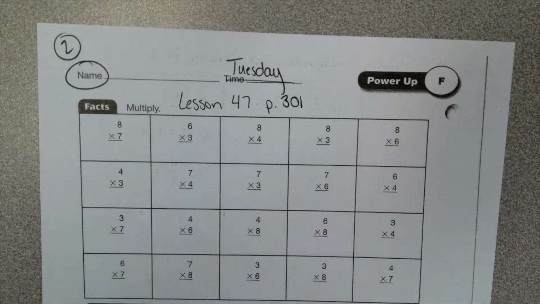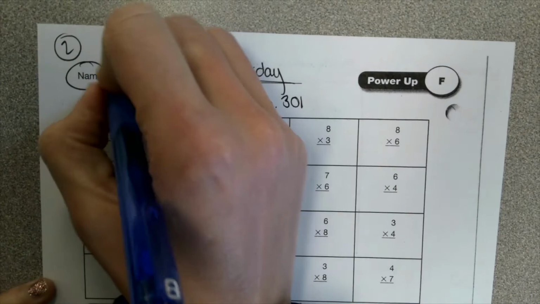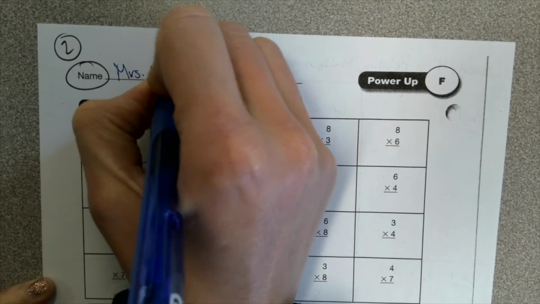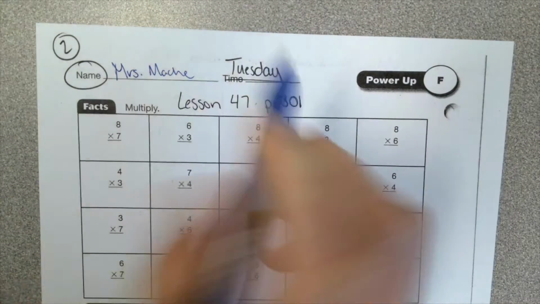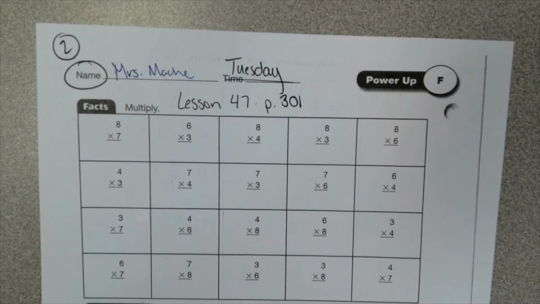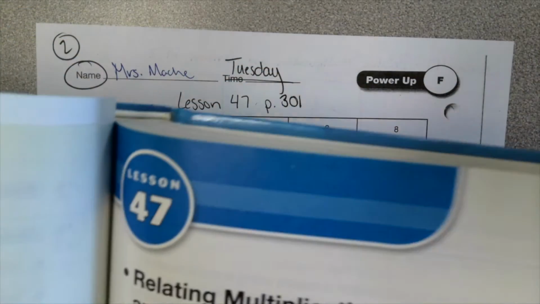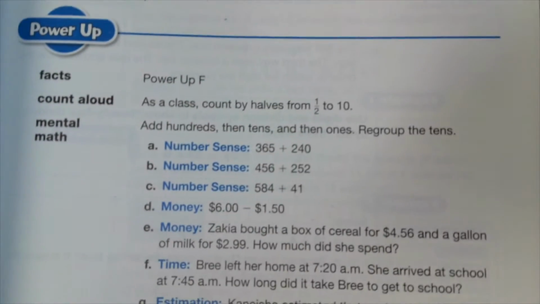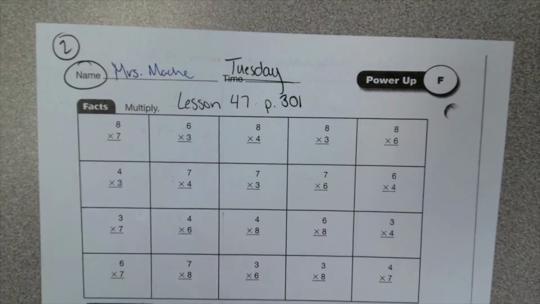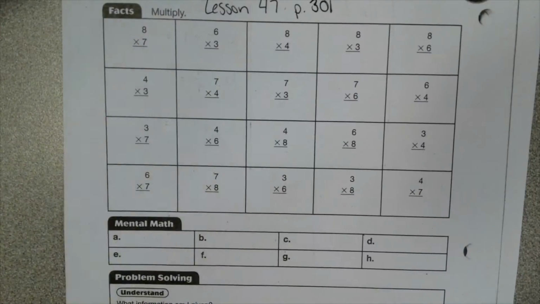Make sure that you've got your name at the top of your paper. Then today we're on page 301 in lesson 47. So go to page 301, you should see lesson 47. Get rocking on your power. When you're done, press play and we'll correct them together.